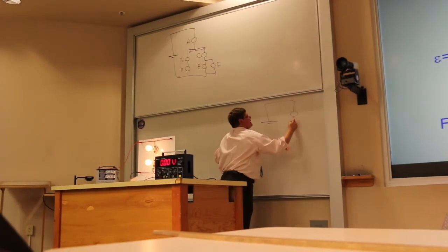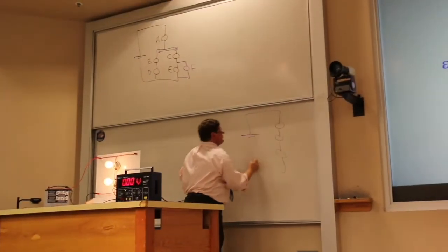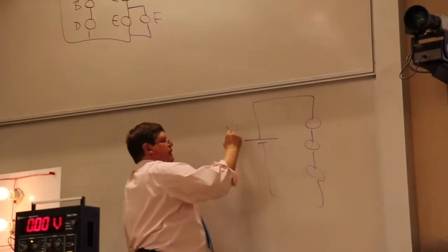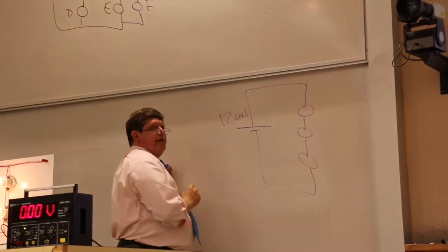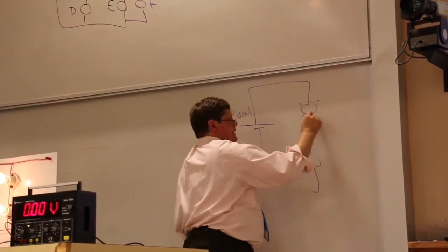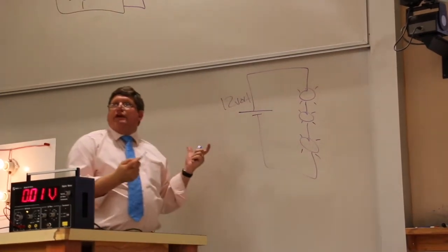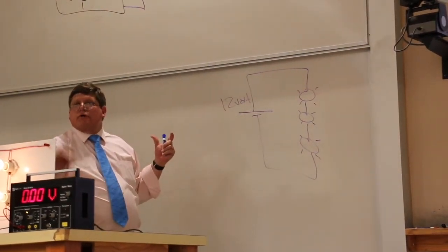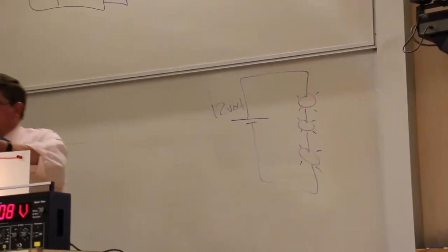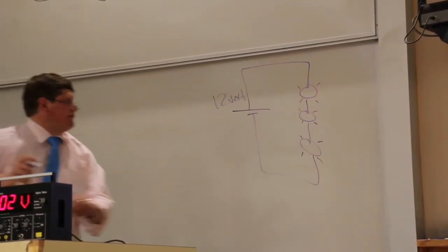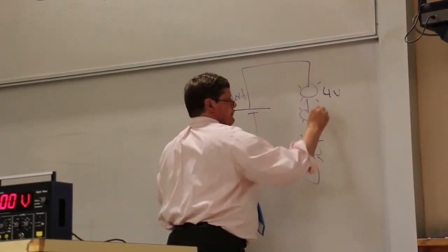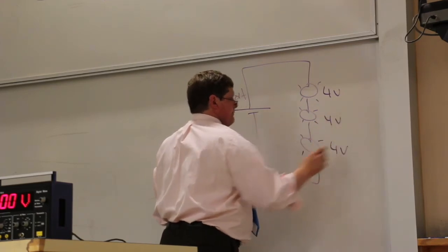Okay. If I have 3 identical bulbs in a series circuit, and it's a 12-volt battery, they're all going to be equally dim, are they not? And that means that they're each going to have the same voltage drop across them, and that voltage has to add up to 12. So that's going to be 4 volts, 4 volts, 4 volts.